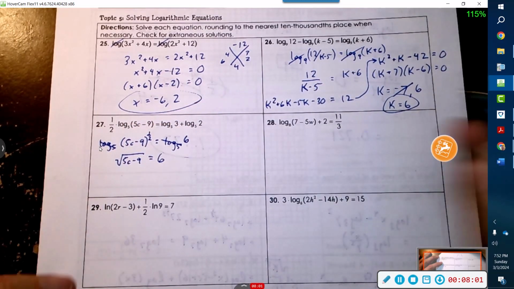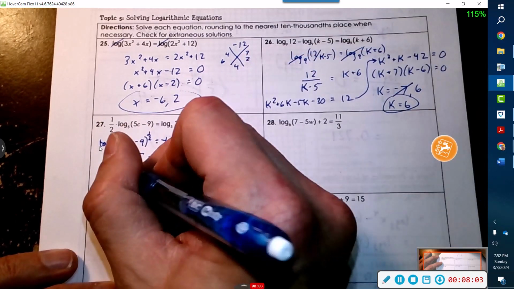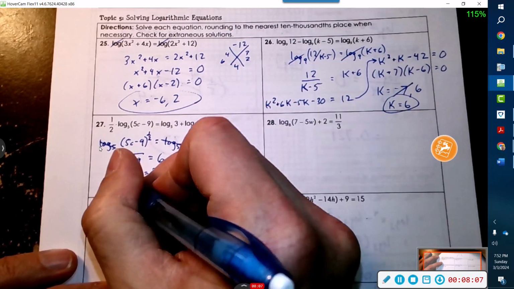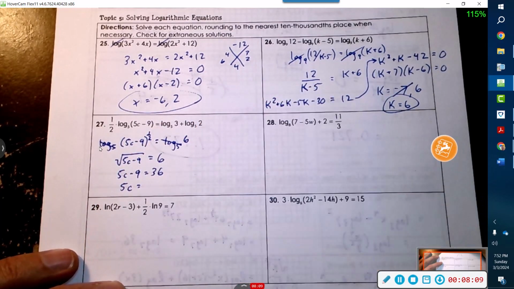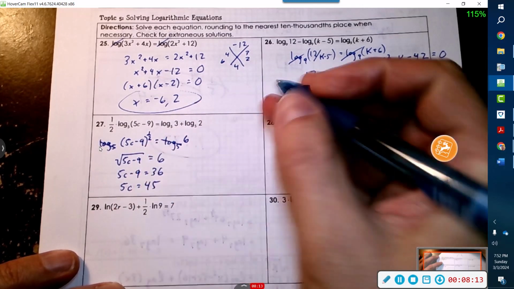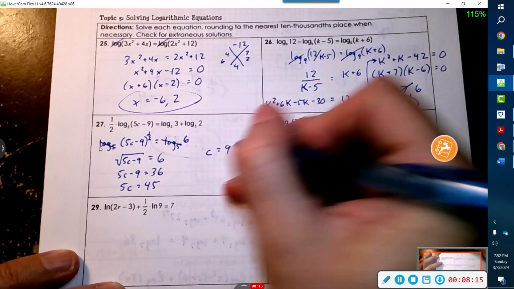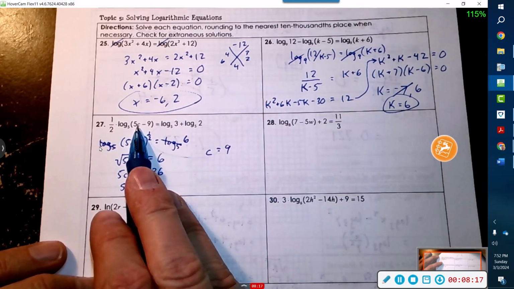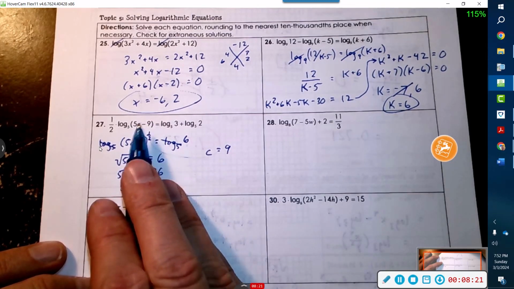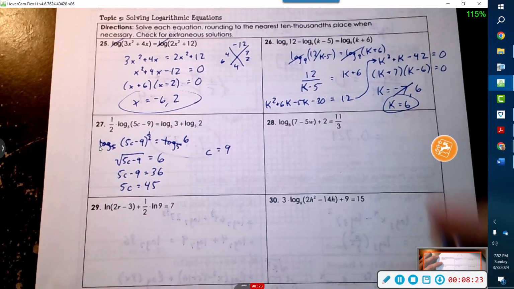So, square both sides. In fact, this is what Algebra 2 is working on right now. And we will get 36. 5c equals, let's see, add 9 to both sides, and we're going to get 45. So c equals 9. Is 9 going to be an issue here? Nope. Okay. And we are all set.